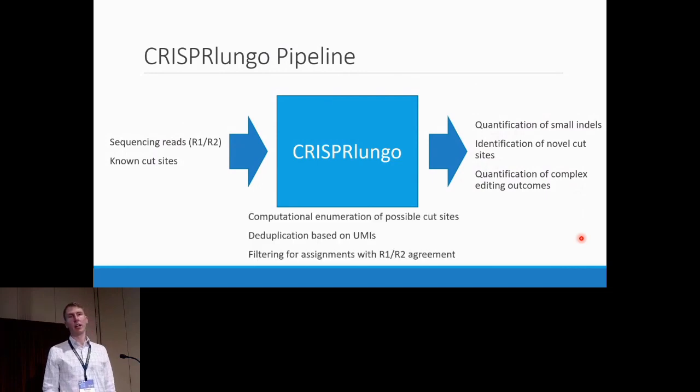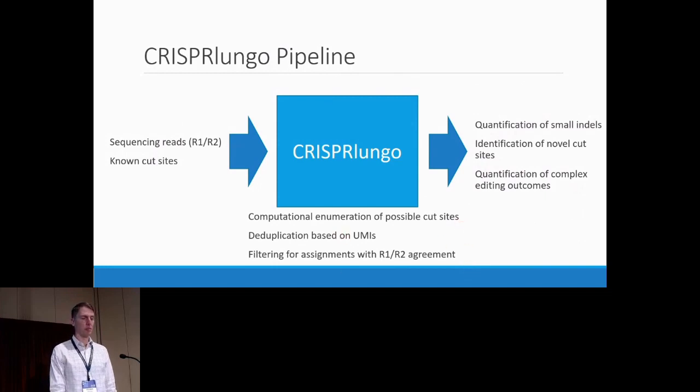We've also done a lot of development to approach some of the other problems with unidirectional amplicon sequencing. For example, if users don't know what the potential off-targets are going to be, we can computationally enumerate these based on sequence similarity of the guide to a genomic sequence. And we do this using a tool called Cas-OFFinder.